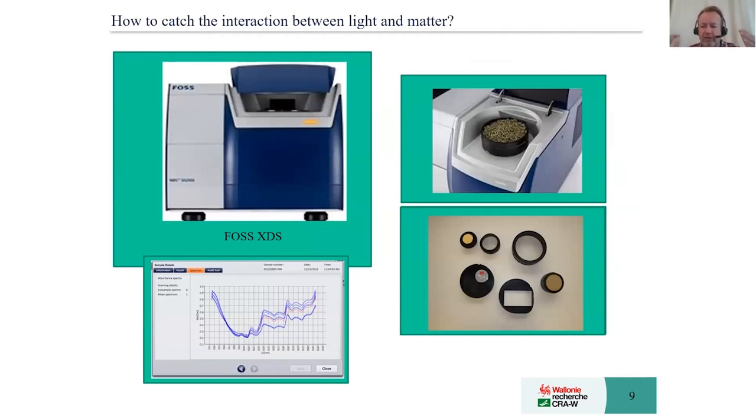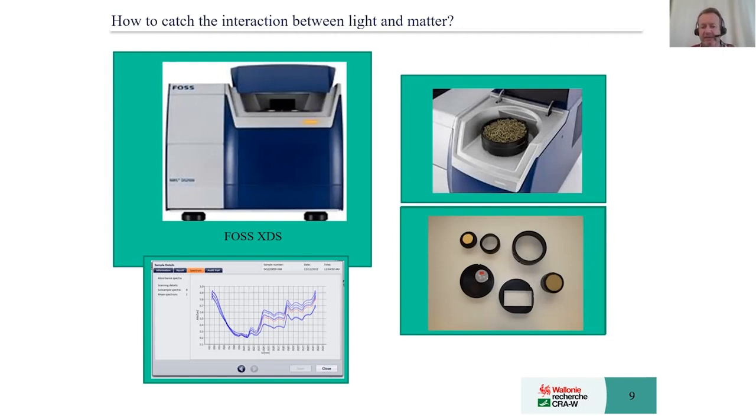So we try to catch the interaction between the near-infrared light and the product, okay? And for that, we use a spectrometer. And here you have one of the instruments, it's a benchtop instrument. You can see here you have cups where you have the sample, and you can fill up different kinds of cup, and then you present the cup to the instrument, and it will measure from the bottom of the cell, and then in a few minutes you can get the spectra.